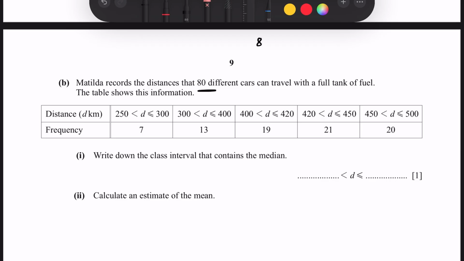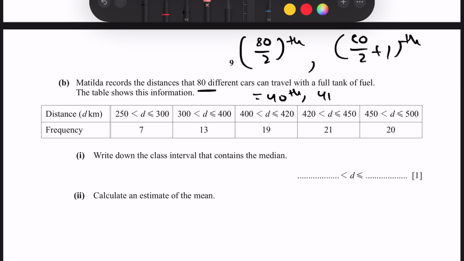It is equal to the number of cars divided by 2, that place, and the same number of cars divided by 2 plus 1 place. So in this case, 80 divided by 2 is the 40th place and the 41st place. So the average of the 40th value and the 41st value is equal to the median. So in this case, our goal is to add up values to reach the 40th and 41st value. So since this range shows the first 7 cars, the median does not lie in this value.